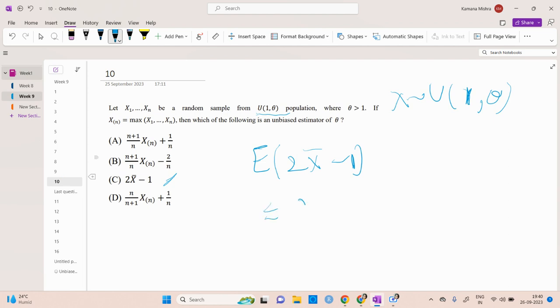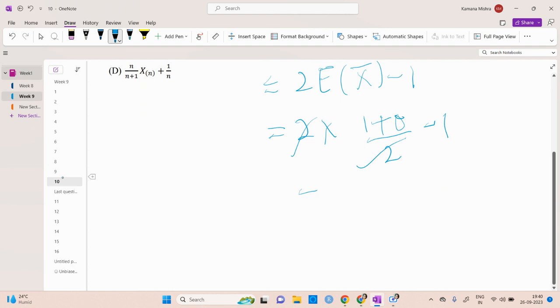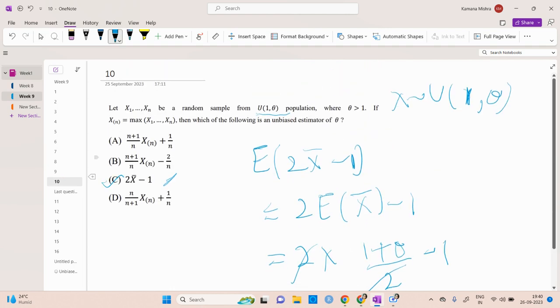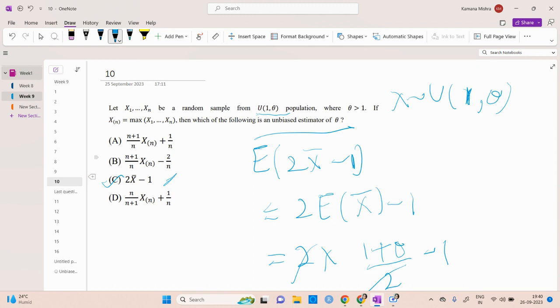So 2 expectation of x bar. Expectation of x bar is obviously equal to the mean mu. So this is 1 plus theta divided by 2 minus 1. The 2 will be cancelled out. It will be 1 plus theta minus 1, which will be theta. So this is the unbiased estimator for theta, right?